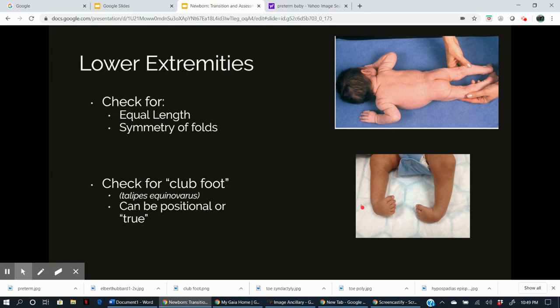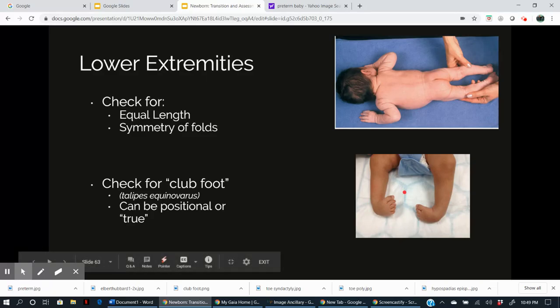We're also going to check the feet for club feet. We already talked about looking for creases in the foot, but we're going to look at the actual presentation of the feet. This is a baby who has a club foot, fancy name Talipes equinovarus. And sometimes this is a true defect, which means that the bones and joints formed abnormally, and that would require some kind of correction, either surgical or with orthopedic supports. Or it can just be positional.